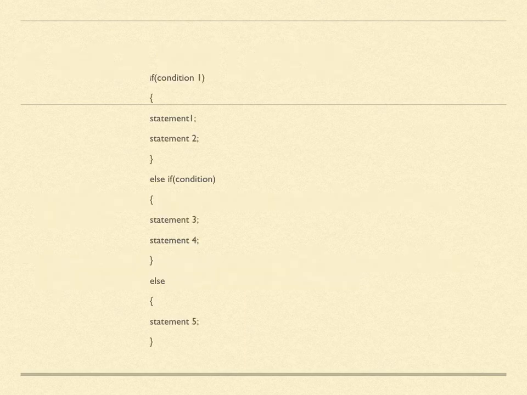The syntax for the else if ladder is on the screen. First you check with the if statement, that is the first condition. If that condition is satisfied, it will execute statement 1 and statement 2. But if the first condition fails, it will go to the else if part where the second condition is checked. If that condition is satisfied, it will execute statement 3 and statement 4. Later, if these two conditions fail, it can go to the else statement. Or if you want to check another condition, you can put another else if statement and check that condition. So this is how an else if ladder works.